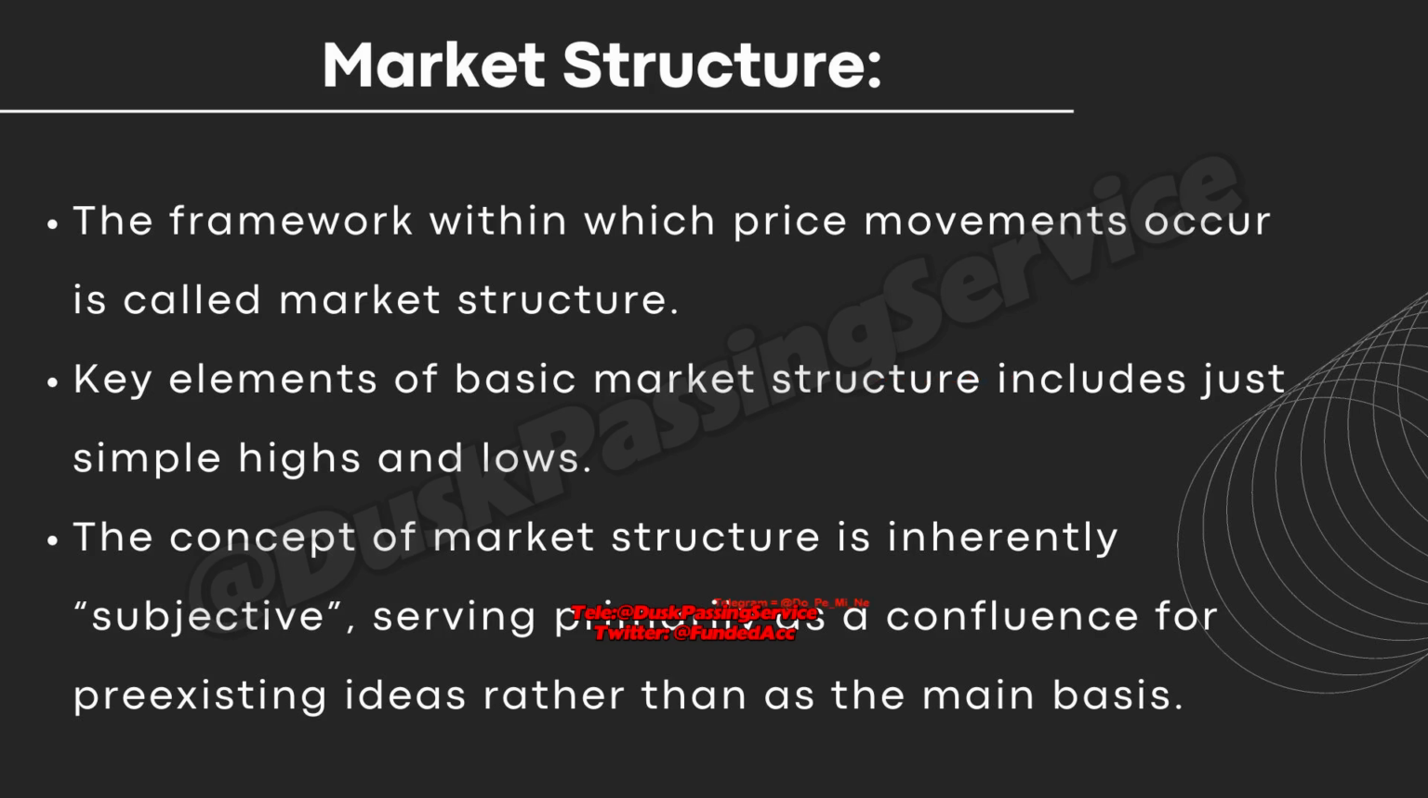Now, another thing about market structure is that it's inherently quite subjective in its core concept, right? Because highs and lows can have multiple forms and they can be defined in multiple and various manners. So due to that fact, market structure can be quite subjective and ambiguous at times, right? But there are certain ways with which you can make it a bit more objective and logical around its framework, and I'm going to show you that in this video.